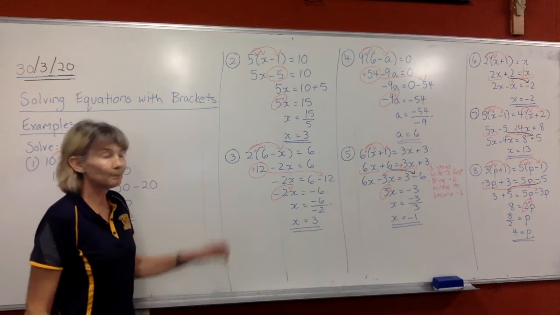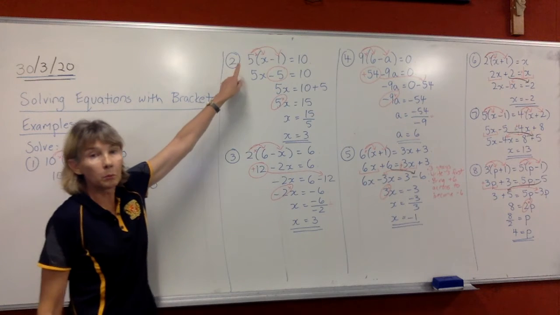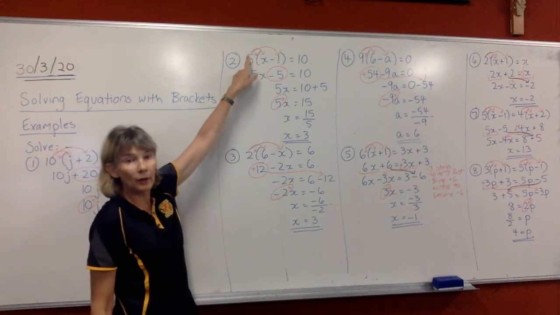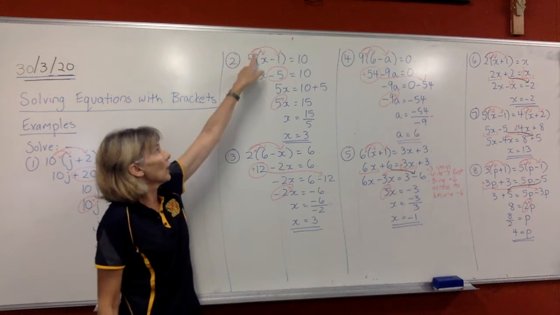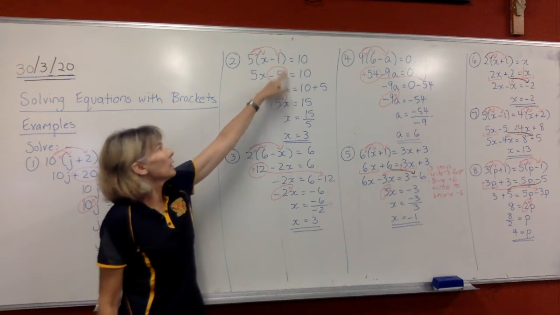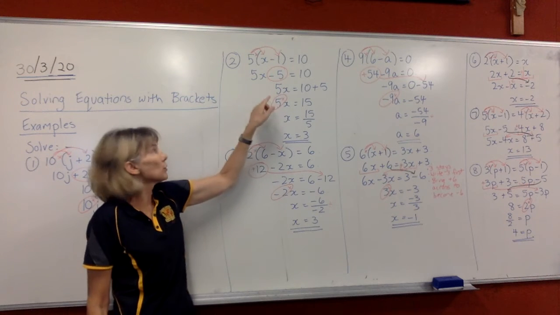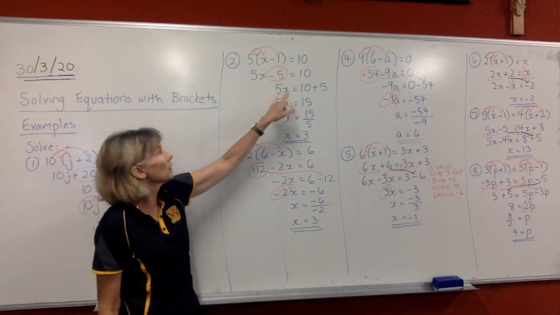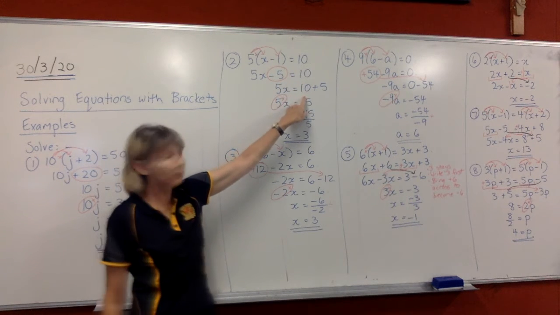On number 2, same thing. Put the red times sign in, draw in the red brackets. So 5 times x is 5x. 5 times minus 1 is minus 5. Then we're going to get rid of this minus 5 because it's not as close to the x. That's going away first. Keep the 10 here.